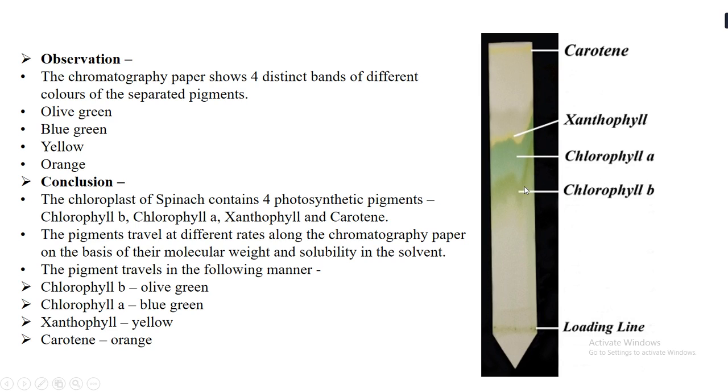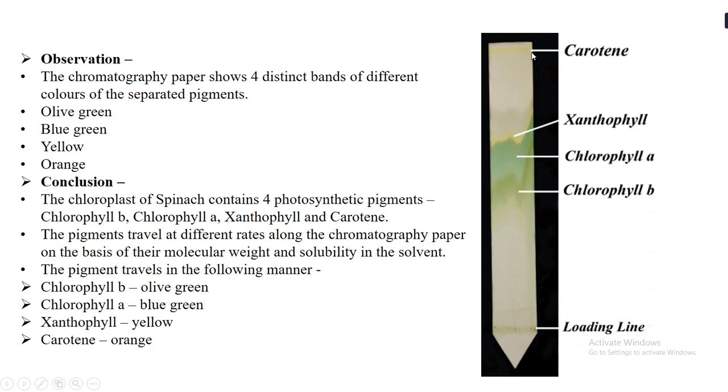And what is the conclusion for this? What actually happens over here is, the chloroplast of the spinach contains 4 photosynthetic pigments: chlorophyll B, chlorophyll A, xanthophyll and carotene. And these pigments travel at different rates along the chromatography paper, on the basis of their molecular weight and their solubility in the solvent. So the first one, the olive green stain that you see, is of chlorophyll B. Then the second one is of chlorophyll A, that is bluish green. The third one, that is a very light yellow, is of xanthophyll, and the yellowish orange color band at the top that you see is carotene.